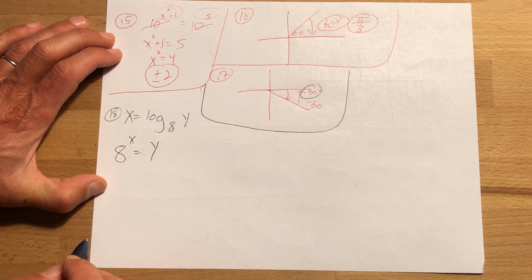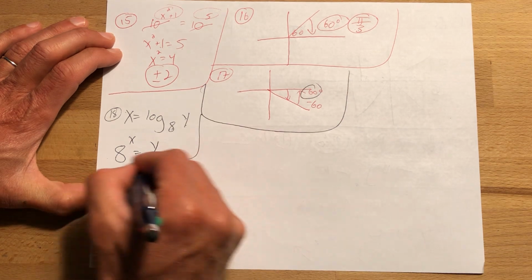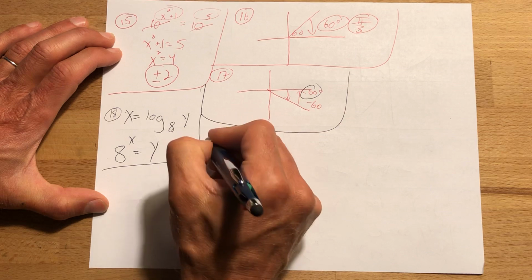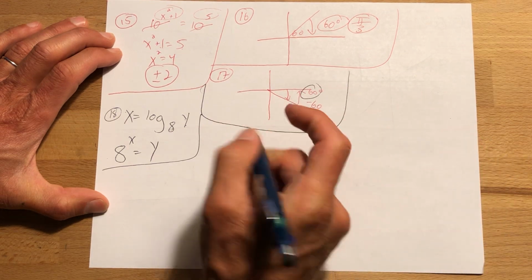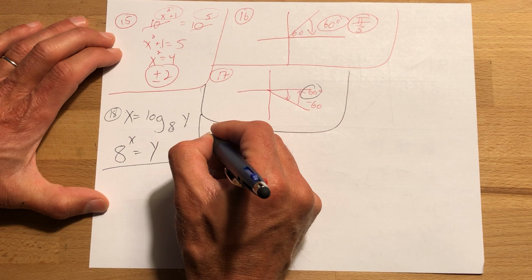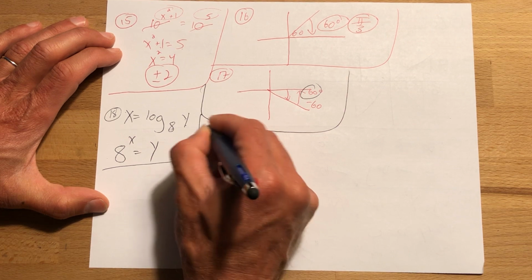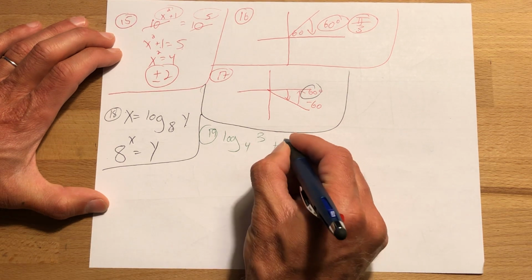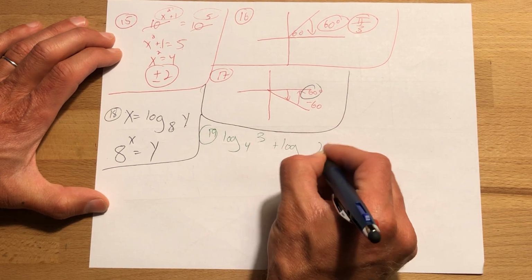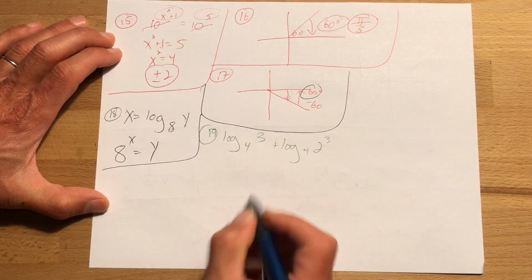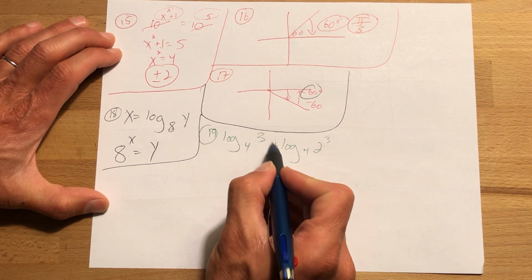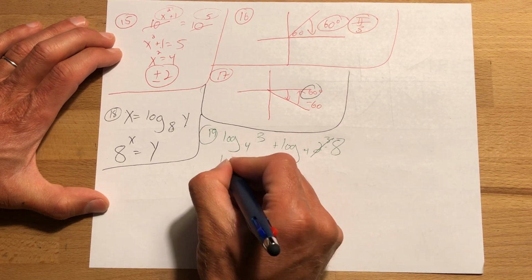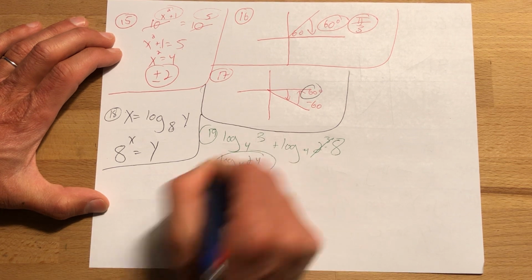Okay, now for number 19, you had to condense. You had to shrink. You had to shove it all together. So I'm going to say log 3 base 4 plus log 2 to the third base 4. And then when you add, you multiply. 2 to the third is 8. 3 times 8 is 24 base 4, and you just leave it. That's it.